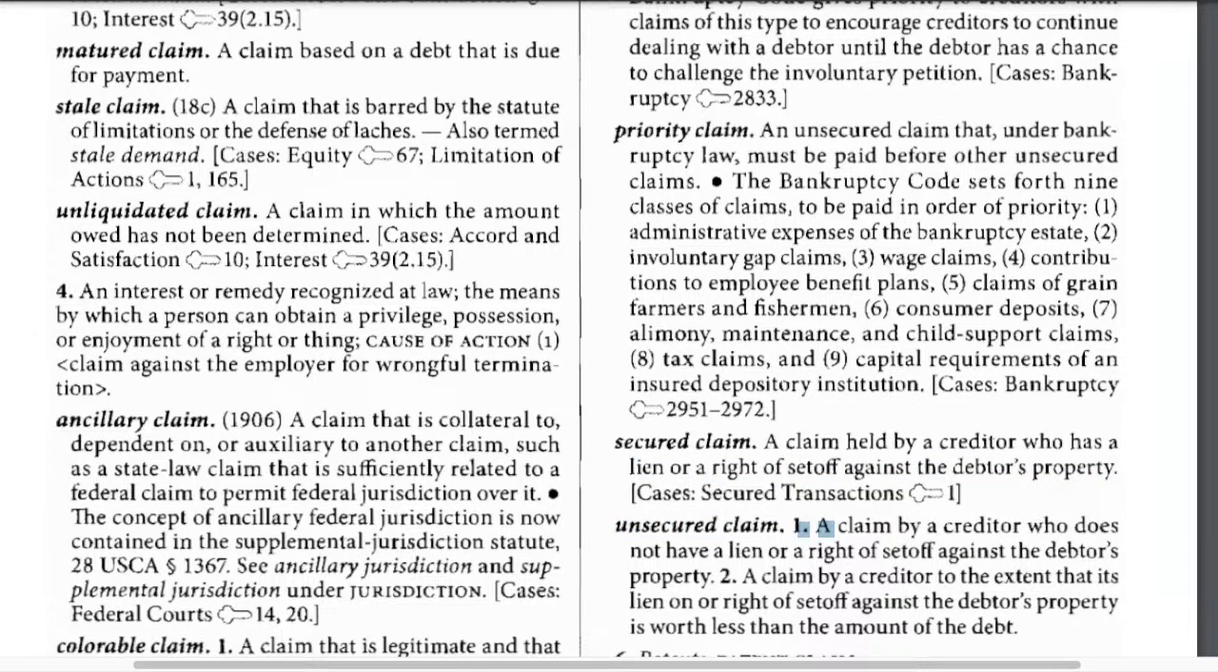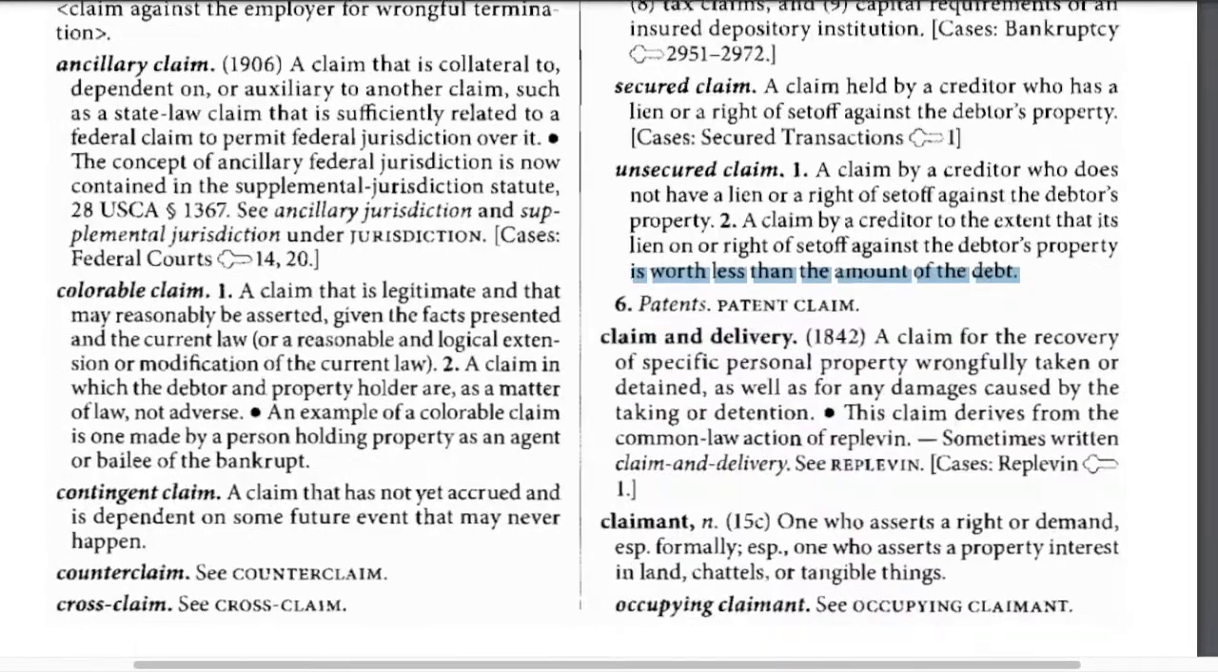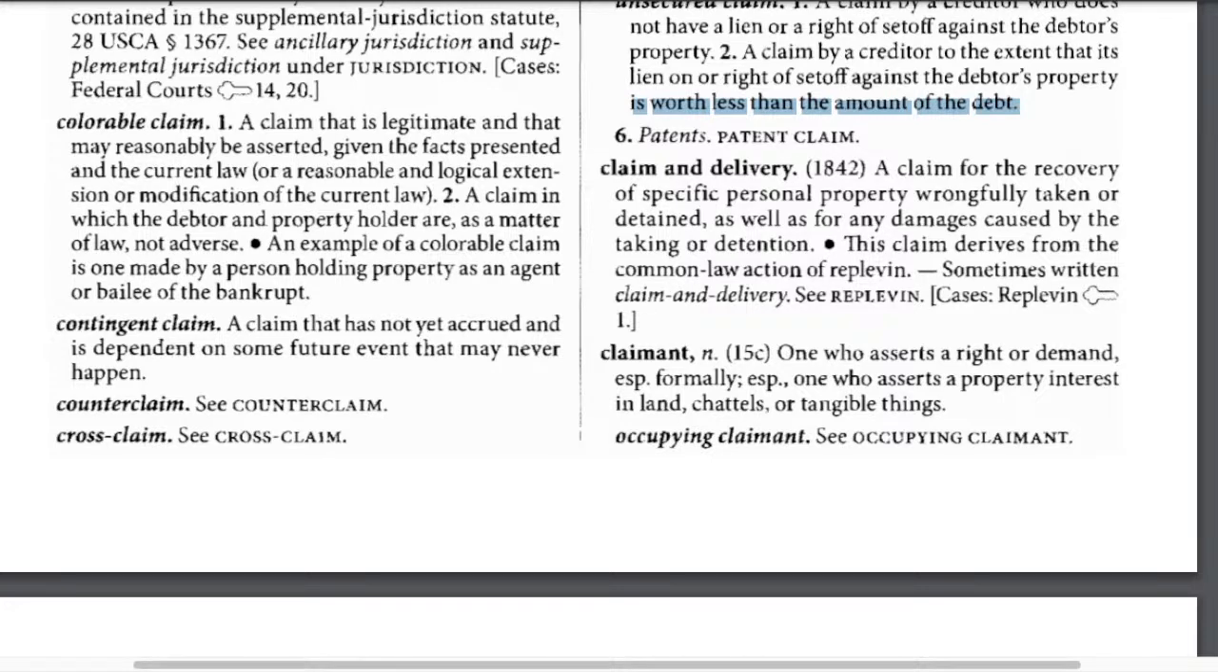Unsecured claim. 1. A claim by a creditor who does not have a lien or a right of set-off against the debtor's property. 2. A claim by a creditor to the extent that its lien on or right of set-off against the debtor's property is worth less than the amount of the debt. Ah, that's another nice one there too. Then we have claim and delivery, claimant. So we've finished up here with claim.